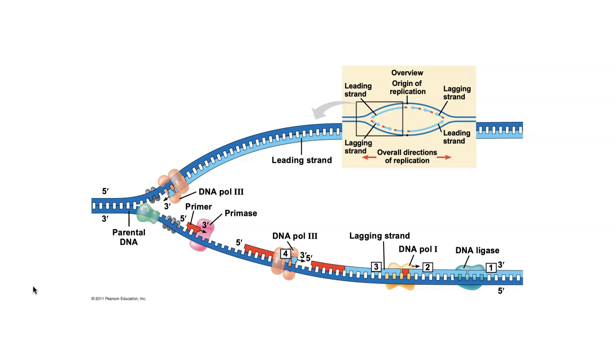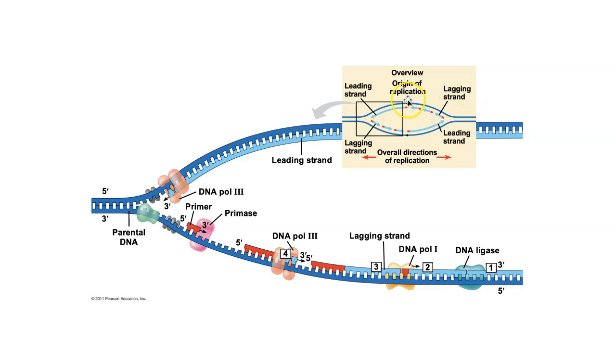Let's just walk through it together one more time. We have our origin of replication somewhere over here, which is where the replication process started. It opens up by breaking the hydrogen bonds to allow all of these enzymes to get in, and we create this replication bubble with two replication forks, one on each side.